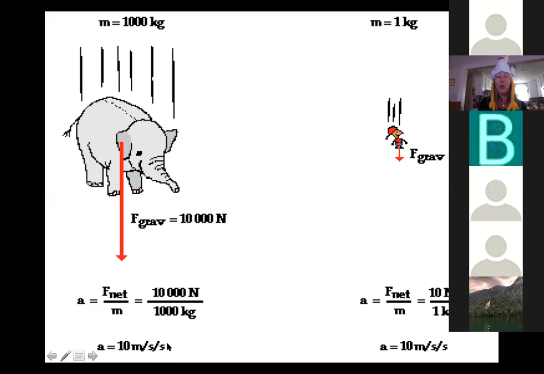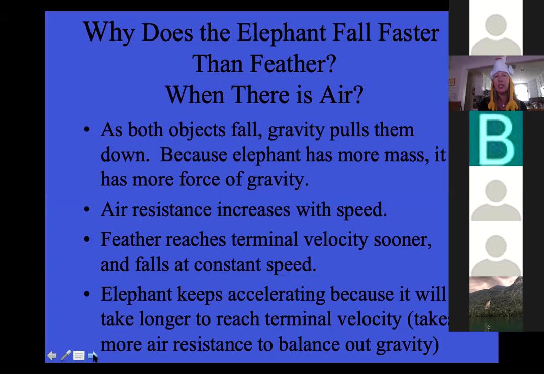I have rounded it to 10, but it's actually 9.8 meters per second squared. And we're going to talk about that in the next slide after this. So why does the elephant fall faster than the feather when there is air? And we did talk about that.